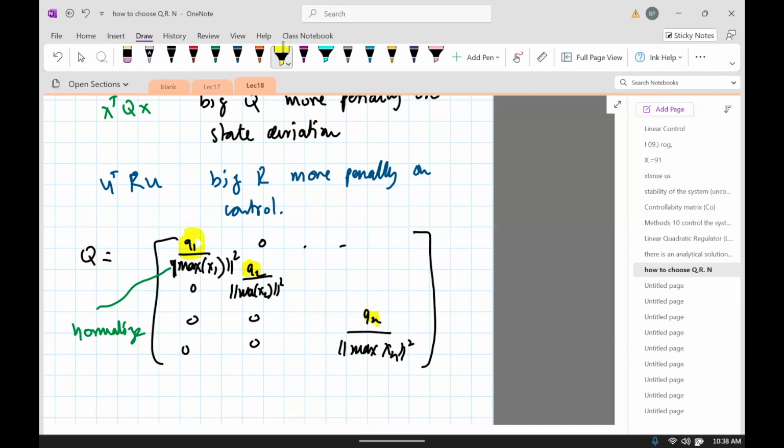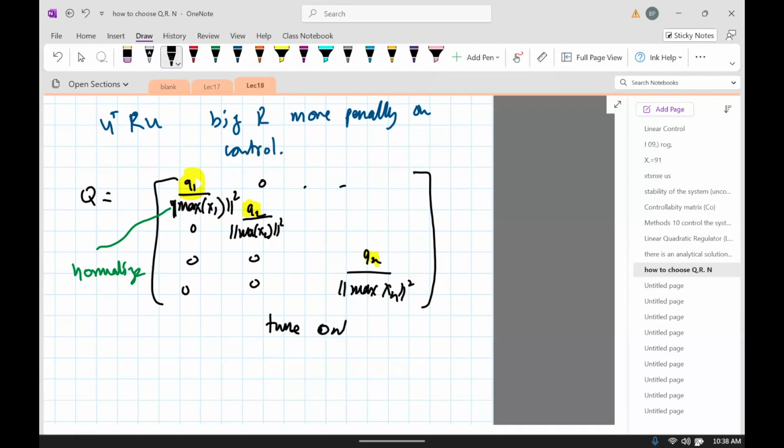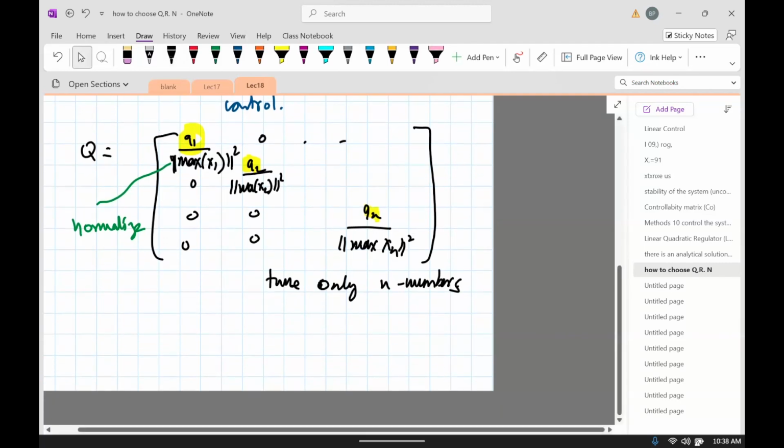Okay, so what you can do is you can tune it up to some value. So instead of having an n cross n matrix, which has n square entries, you're just making many of them zeros and just tuning up just n numbers. Tune only n numbers, which is, I think, easy. You can have a for loop and sweep through them and see what the performance is over n numbers.